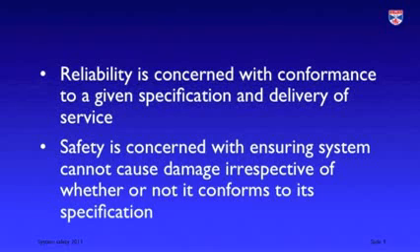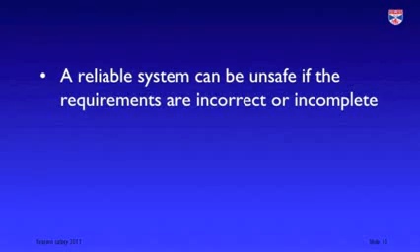Reliability in practice is about delivering a system that conforms to its specification. Safety is about delivering a system that is always safe, irrespective of whether or not it conforms to its specification. And the issue which we have to address when building safe systems is the possibility that the specification will be incomplete or incorrect. It's perfectly possible for a system that's reliable and certified as reliable to be unsafe.